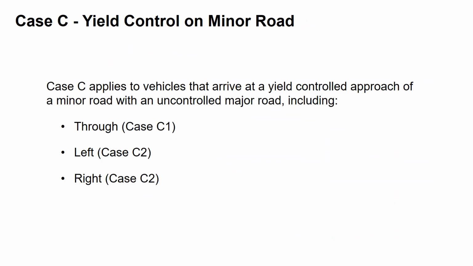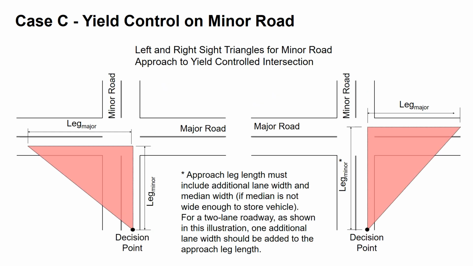Now to case C. This is yield control on the minor road. We have the same subcategories that we had for our stop control, now just with a yield sign, so you can go through, left, or right. And we've got very similar sight triangles. Now, instead of just a departure length, we've got the leg along the minor road, the length of that leg along the major for both the left and the right turns.